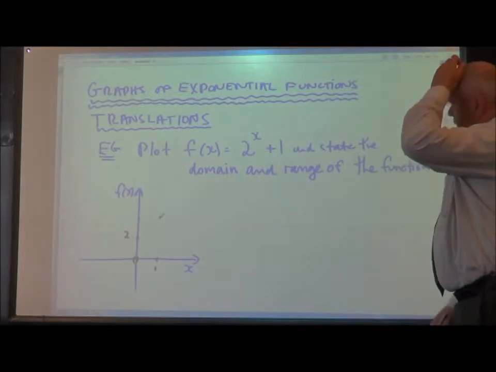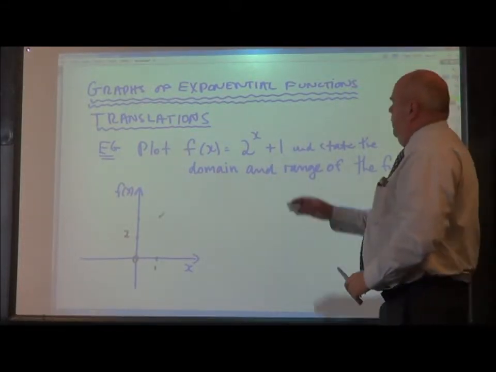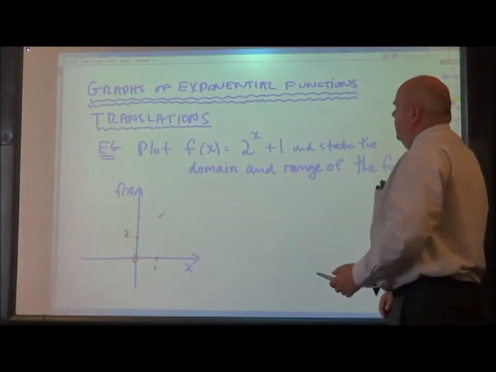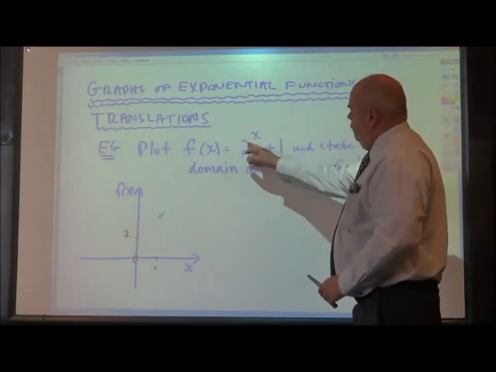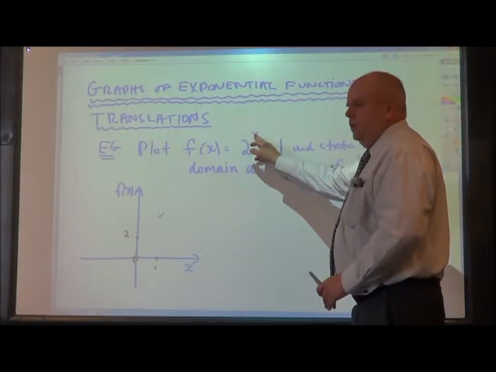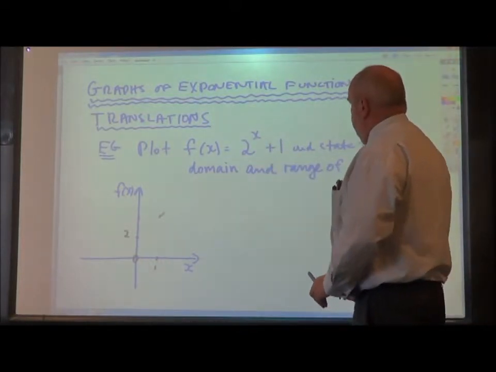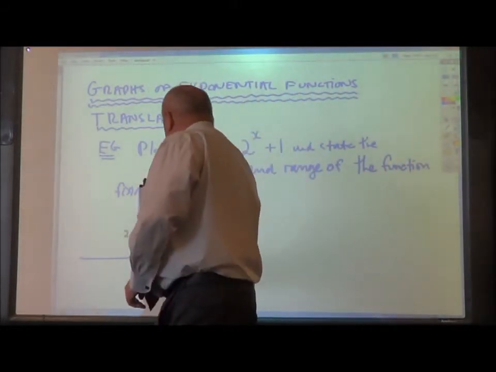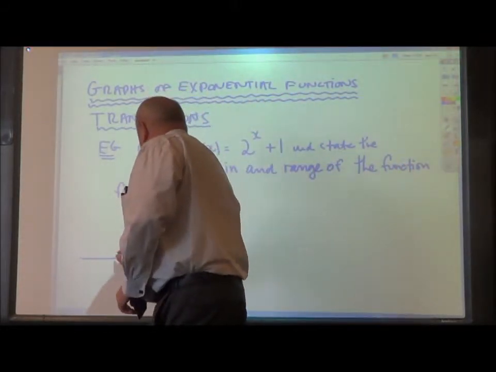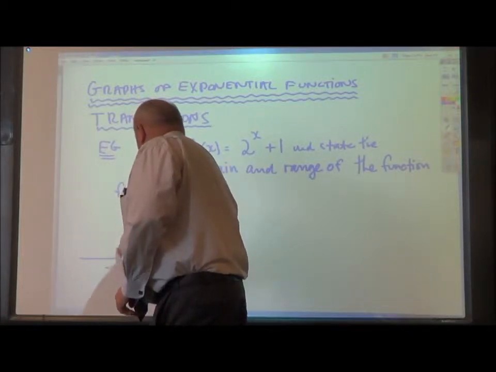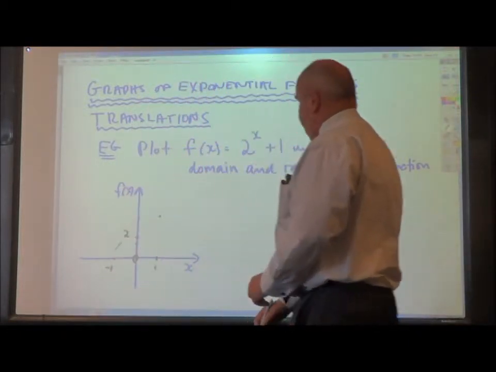We could pick a negative value for x. If x is equal to negative 1, what have we got? 2 to the negative 1, we know, is equal to a half, don't we? A half plus 1 is 3 on 2. So 3 on 2 is 1.5, that might be about there. So negative 1 is about there, and we've got our third point.